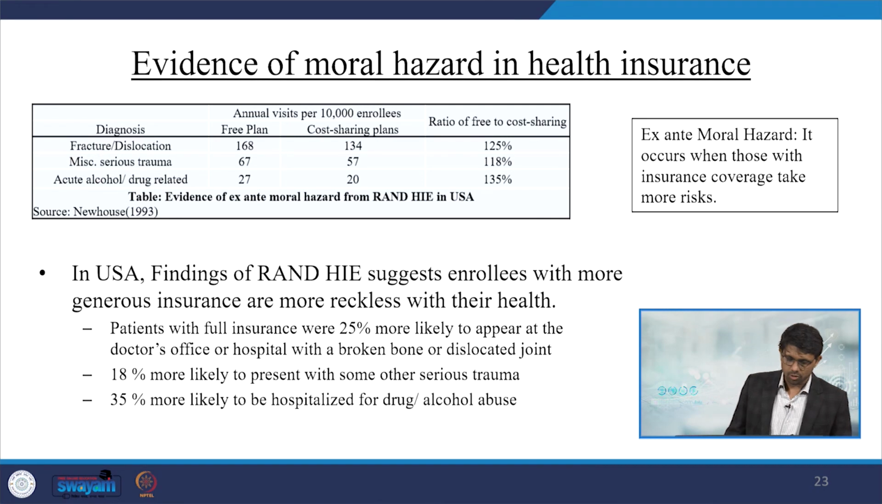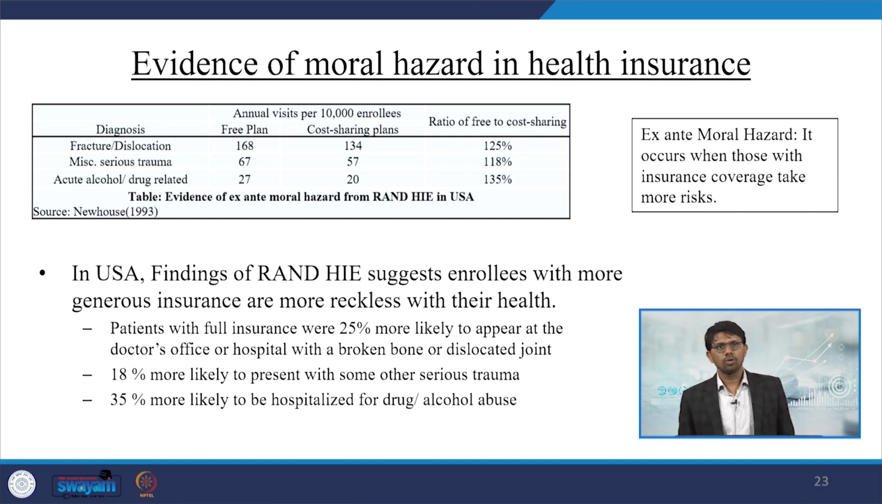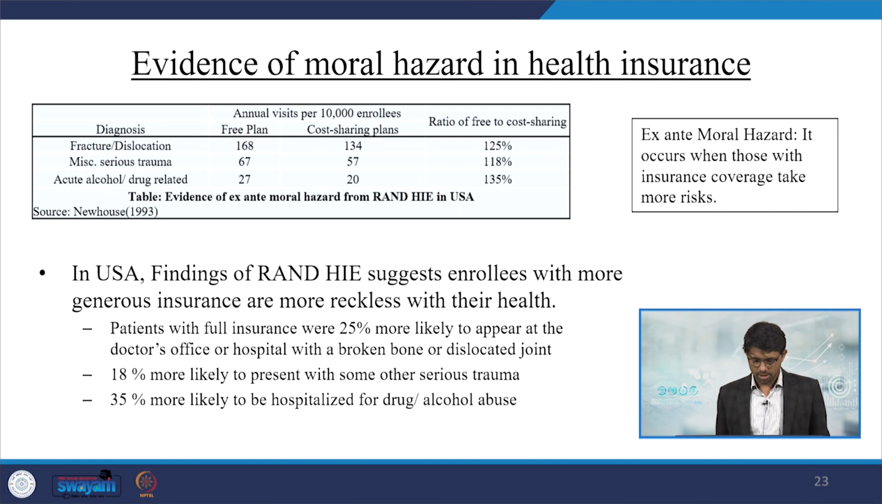There is some evidence of moral hazard in health insurance. We cited the example of the USA lab experiment, the RAND HIE, which suggests enrollees with more generous insurance are more reckless with their health. Patients with full insurance were 25% more likely to appear at the doctor's office or hospital with a broken bone or dislocated joint, 18% more likely to present with some other serious trauma, and 35% more likely to be hospitalized for drugs or alcohol abuse. Hence, ex ante moral hazard is explained.